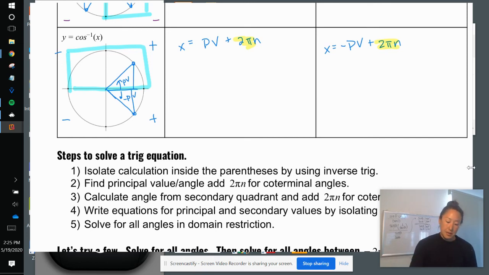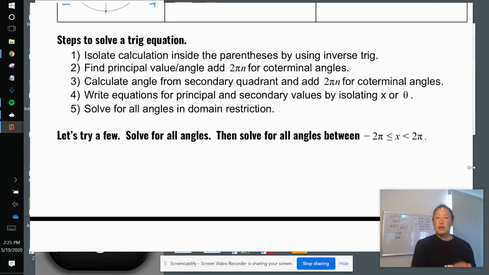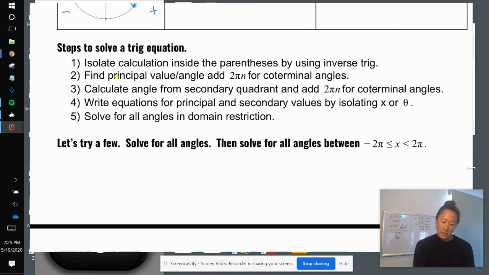All right, so the steps. We isolate. All right, this is going to make no sense at all, but we're going to do a bunch of problems to highlight how to do these, because it doesn't look like a lot of steps. It's a lot of steps. Okay. So first we're going to use inverse trig to solve for our input. Then we need to find our principal values and then add 2 pi n. And then we're going to calculate the secondary value, just like we did using the rules I gave you, and then add 2 pi n.